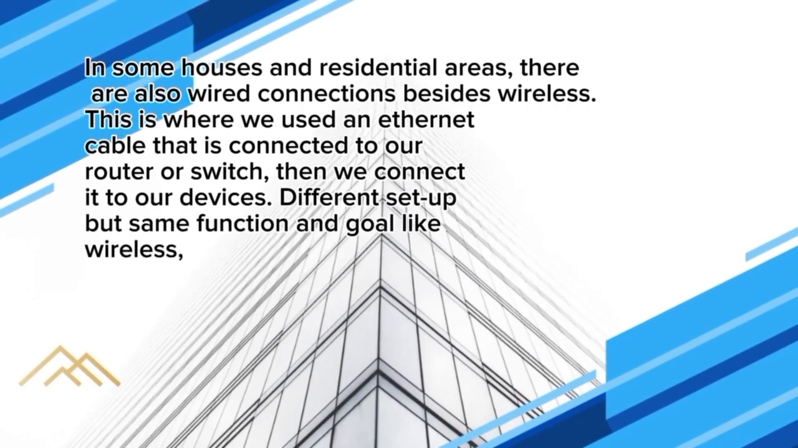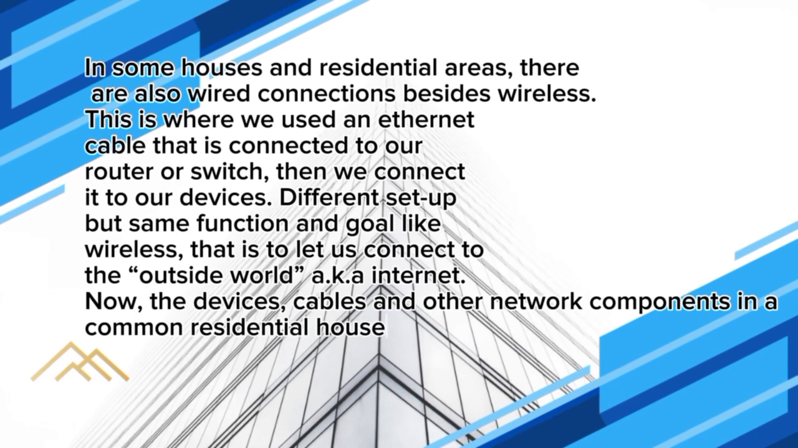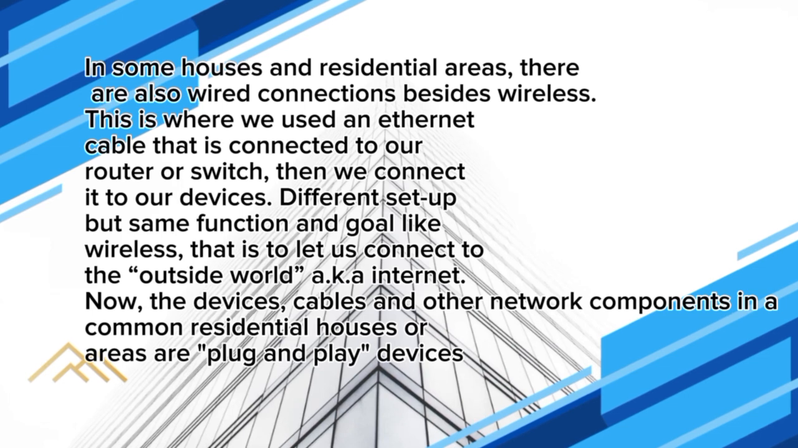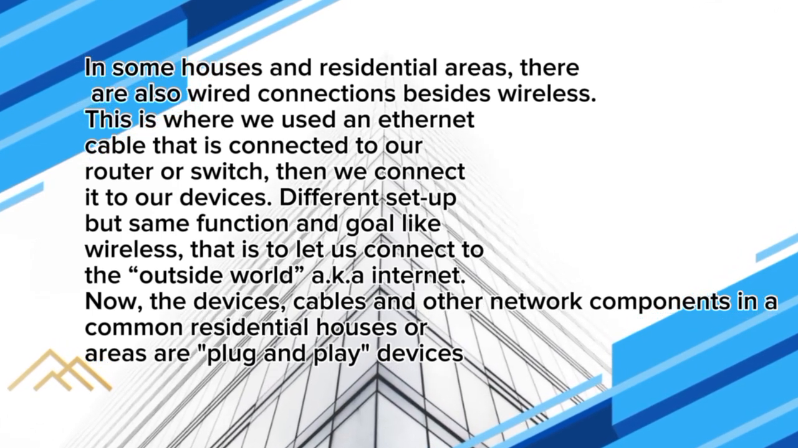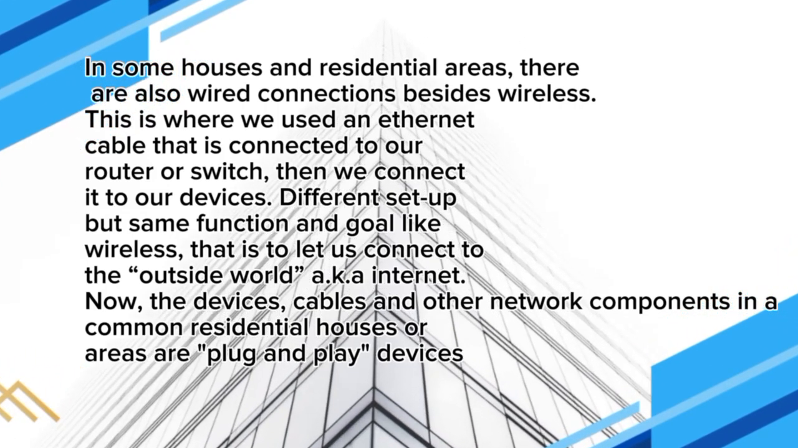This is where we use an Ethernet cable that is connected to our router or switch. Then we connect it to our devices. Different setup but same function and goal like wireless, that is to let us connect to the outside world, aka the internet. Now, the devices, cables, and other network components in common residential houses or areas are plug-and-play devices.